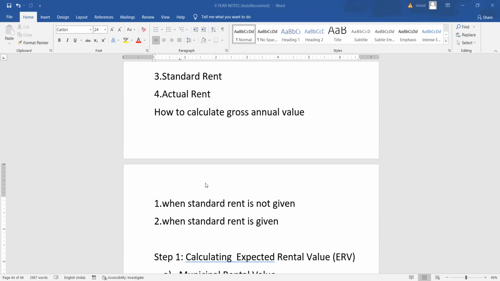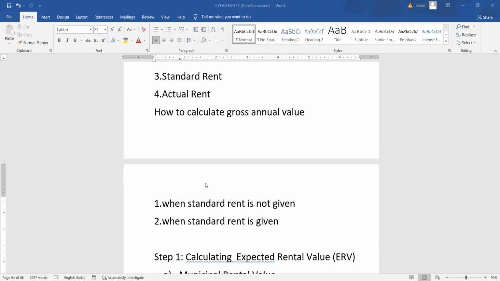In the first situation, when standard rent is not given, we have calculated the gross annual value. Now, whenever the standard rent is given, how to calculate the gross annual value, we are going to discuss in this video. Let's start the discussion. How to calculate gross annual value when standard rent is given.